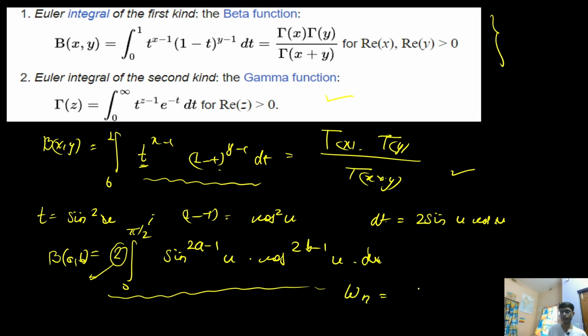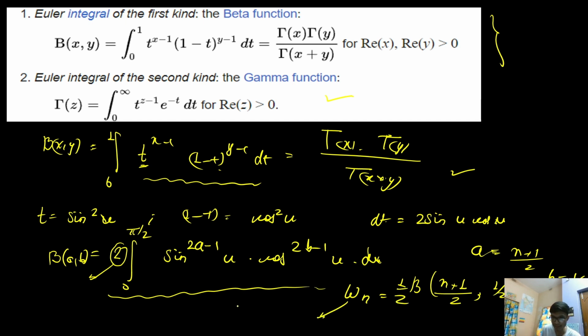for example the reconciliation Wn is represented, and this can be written as gamma of, for example if I take the value of a as n plus 1 by 2 and the value of b as half, then what we get is beta of n plus 1 by 2 comma half, and this will be half times of this, and then we get the reconciliation that I derived, that is 0 to pi by 2 sin to the power n x dx. So you can see if you put n plus 1 by 2 in place of a, then you will get sin to the power n x, and if you put half in place of b, then cos becomes 0. So in this way you can approach this Walli's formula.